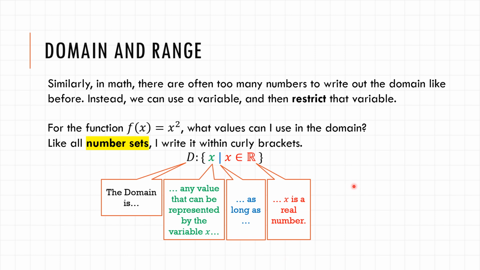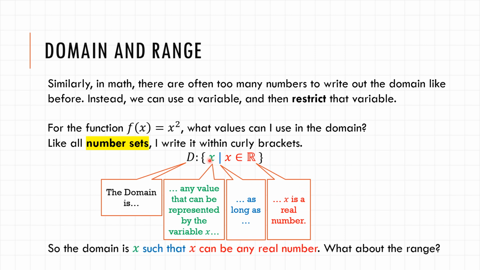So just going back to domain and range here. This says the domain is x such that x can be any real number. So anything that's represented by a fraction, or even if it's not able to be represented by a fraction of integers. What about the range?